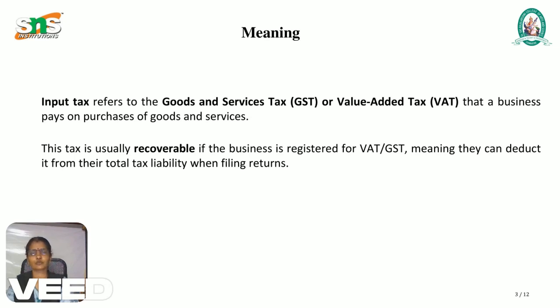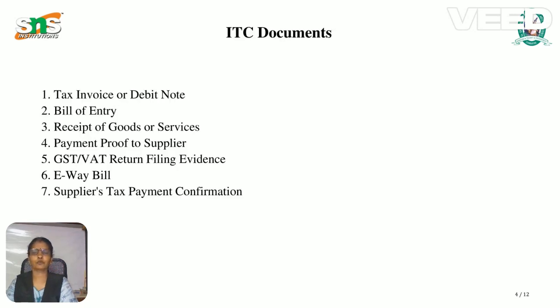It refers to either the GST or the value added tax that businesses have to pay on purchase of goods and services. This tax is usually recoverable if the business is registered under either GST or VAT. That means they can deduct it from their total tax liability when they are filing the GST return. So claiming the credit amount under GST is called the input tax credit.